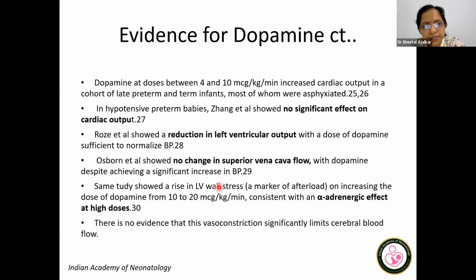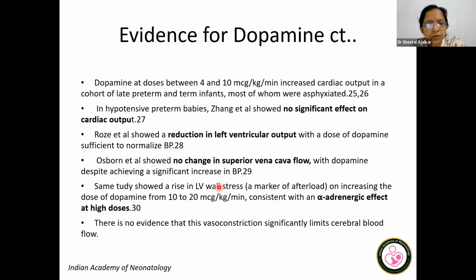In fact, it can reduce the left ventricular output in a dose of dopamine sufficient to normalize the BP. And the other study by Osborne has shown there is no change in superior vena cava flow, which is the flow coming from the upper body, so it is an indirect indicator of the cerebral blood flow. So there is no change in the superior vena cava flow.